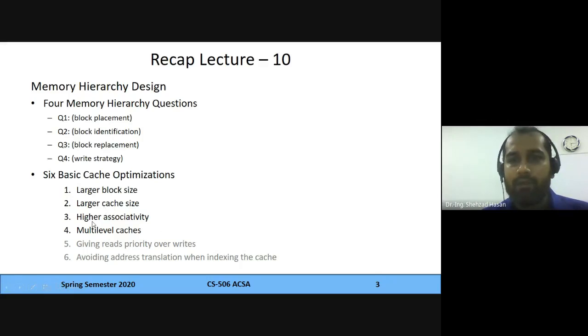So if you are going for a direct map cache, it's better to have a two-way set associative cache because the conflict misses reduce in a higher associative cache.